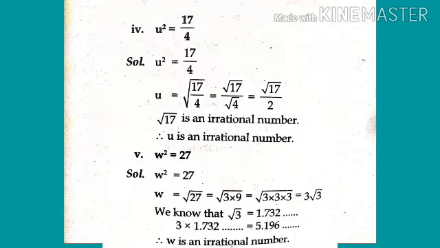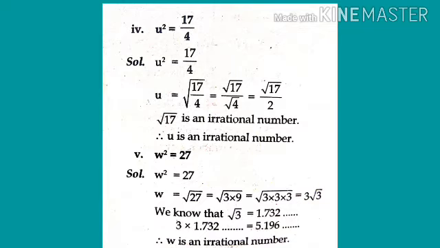Question 4. u square is equal to 17 by 4. Solution. u square is equal to 17 by 4. Then u is equal to square root of 17 by 4. We know square root of a by b is equal to square root a by square root b. So, square root of 17 by 4 is equal to square root of 17 by square root of 4. That is equal to square root of 17 by 2, since root 4 value is 2. Therefore, root 17 is an irrational number. Therefore, u is an irrational number. We know that the ratio of an irrational by a rational number is always irrational.